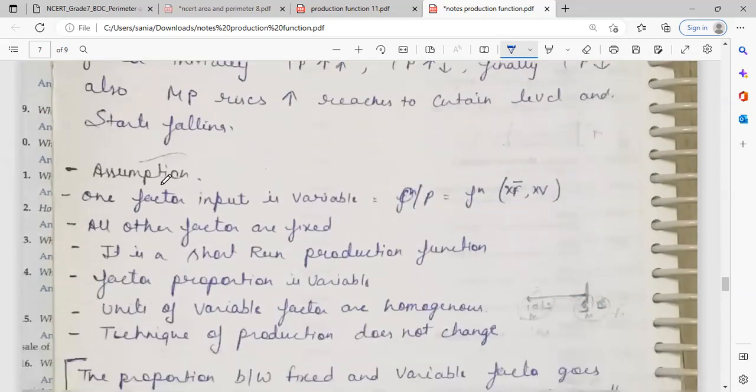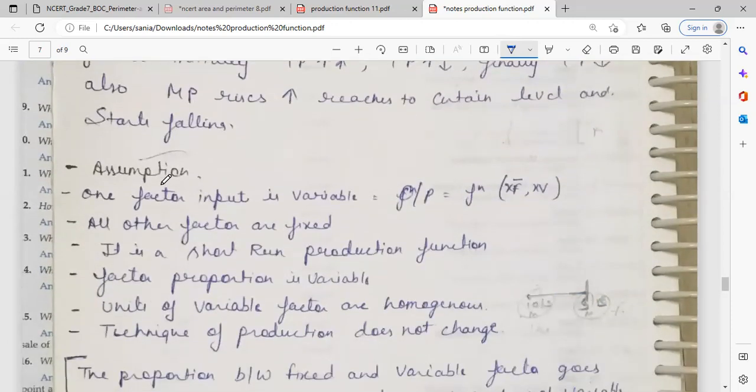Whenever you state a law, there are some assumptions which you need to keep in mind. See, one factor input is variable. So you have two factors, one is variable and one is fixed. So over here, one factor will always be a variable factor, and all other factors are fixed. For example, you have 4-5 factors. Out of this, one will be variable and the others will be fixed. And remember one thing, it is always in the short run production function.